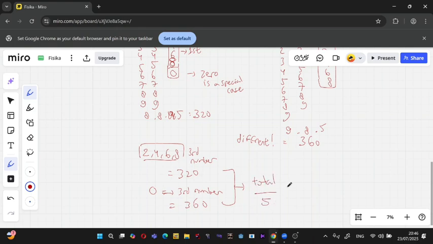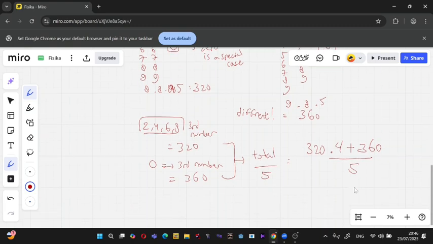So 320 times the 4 possibilities, if you put 2, 4, 6, or 8 in the back of the number, and then plus 360 times 1, because 0 is the only one that makes that amount of possibilities. Then you divide by 5, and you get that number, 328. Yeah.